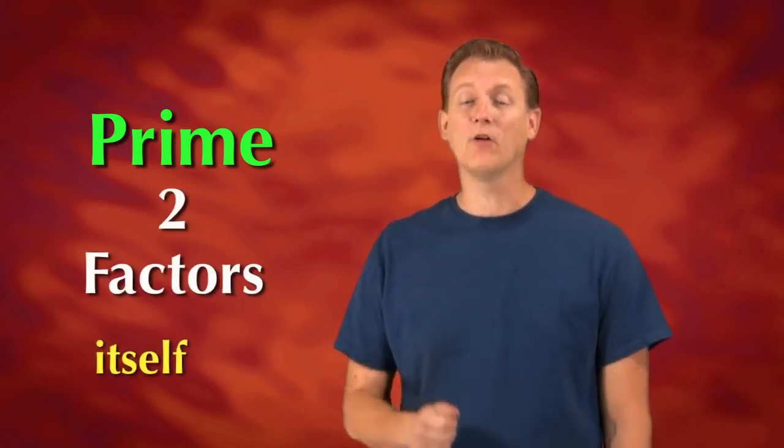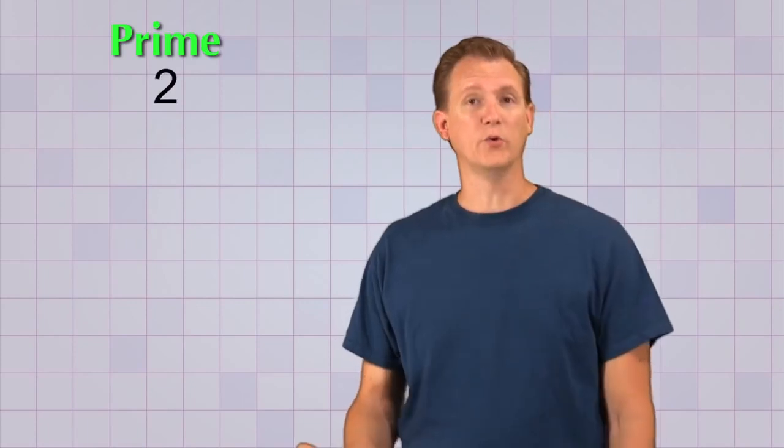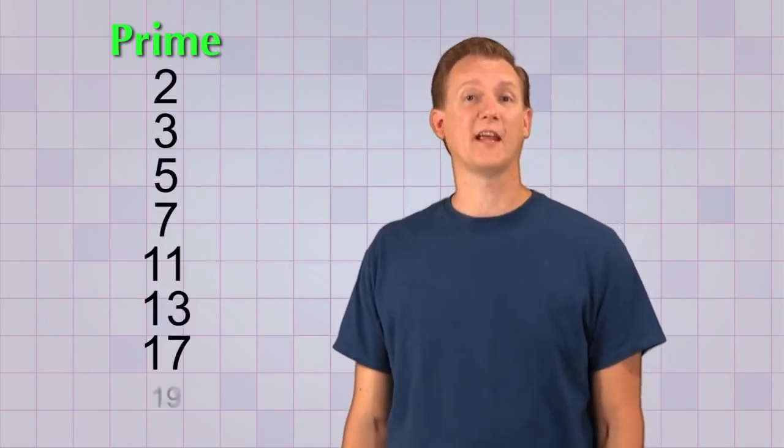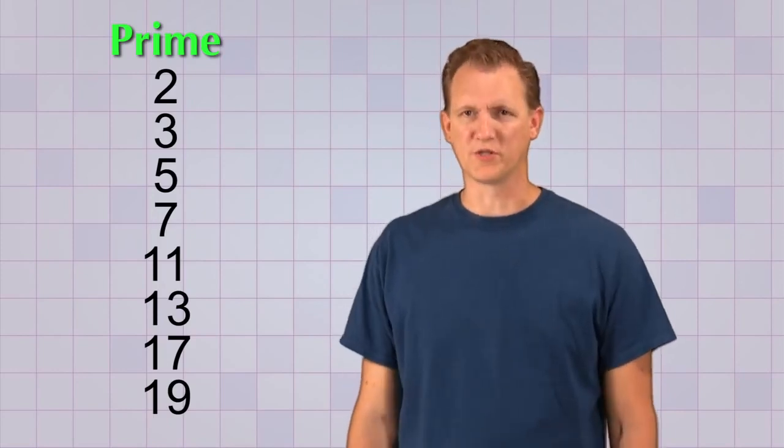All right, here's why. 7 is a special kind of number called a prime number. Now, a prime number is just a number that has exactly two factors, itself and 1. There's a lot of prime numbers. Here's a list of all the prime numbers that are less than 20: 2, 3, 5, 7, 11, 13, 17, and 19. They're the ones you'll use most often.